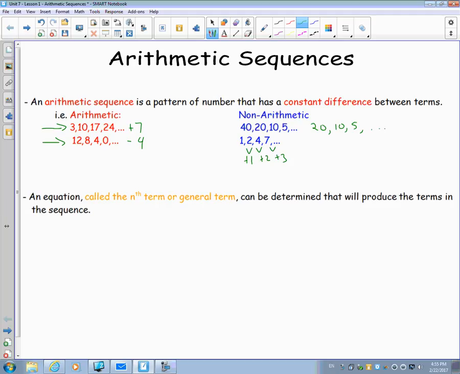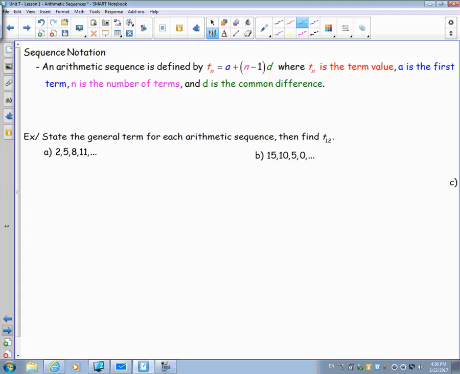We often want to make equations that can represent these patterns. We'll create a function. We're going to call this the nth term or general term. We can think of that as our function, our idea, or an equation. The words we'll come across are nth or general. Generally, they take the form given here: Tn equals a plus n minus 1 times d. Okay, that's our function form.